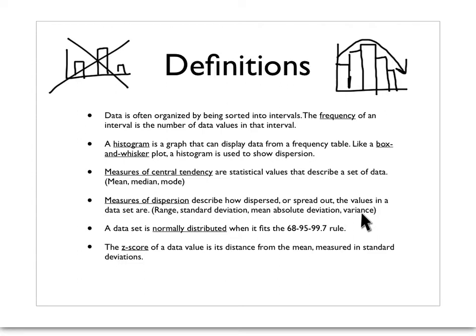We'll talk about the normal distribution. A data set is normally distributed when it fits this 68, 95, 99.7 rule. You will learn what this is. And the Z-score of a data value is its distance from the mean measured in standard deviations. So I know that's a lot of vocabulary, a lot of information. Let's go ahead and get started with what all of this stuff actually means.